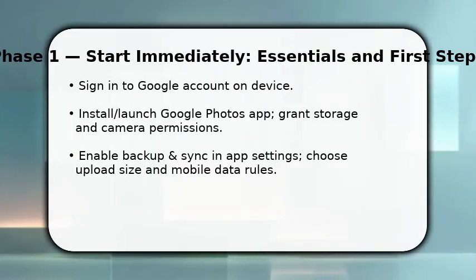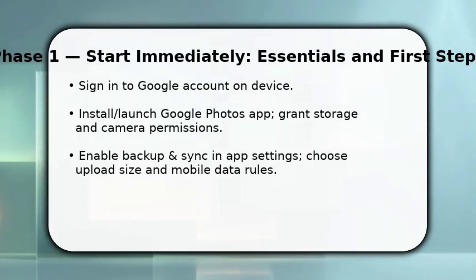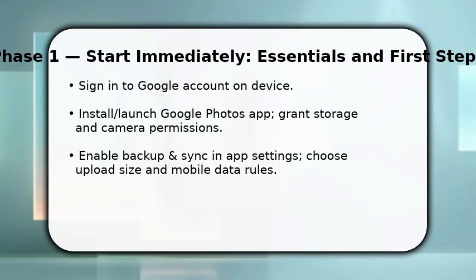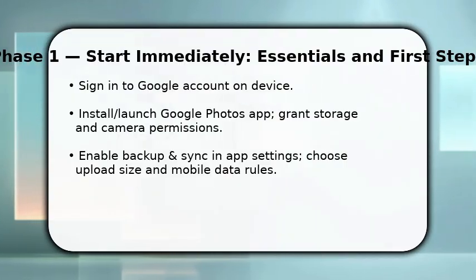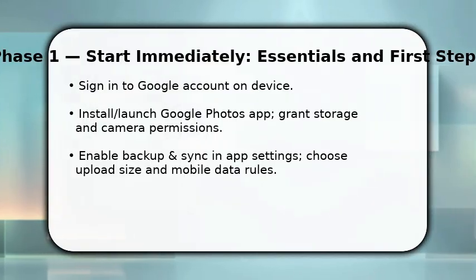You start by signing into your Google account on the device you want to sync. Grant Photos permission to access storage and camera so uploads work. Open Google Photos, go straight to Settings, then Backup and Sync, and turn it on. Choose upload size and whether to use cellular data. Once done, confirm the account listed is the one you want to sync, and make sure battery saver is off so the initial backup can run without interruptions.